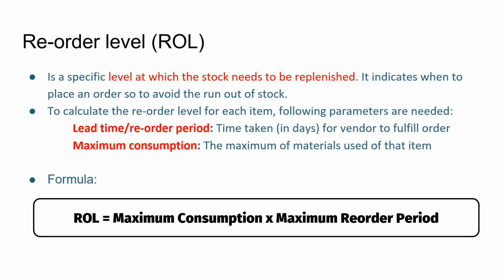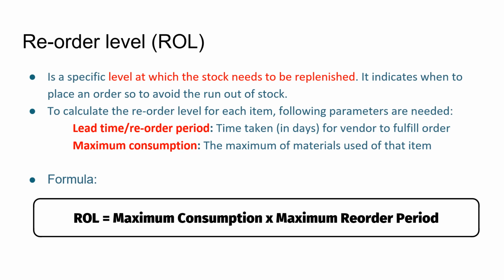So to calculate the reorder level, we need to follow the following parameters, meaning to say that we need to have this kind of information. Number one is the lead time or reorder time. Lead time refers to the length of time for the vendor to fulfill the order. It starts from the time when the purchase order is made until the time when the material is received. So this is considered a lead time.